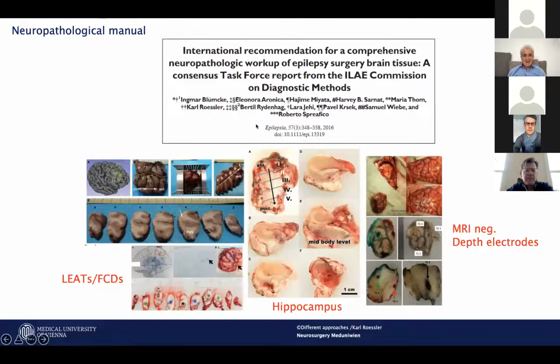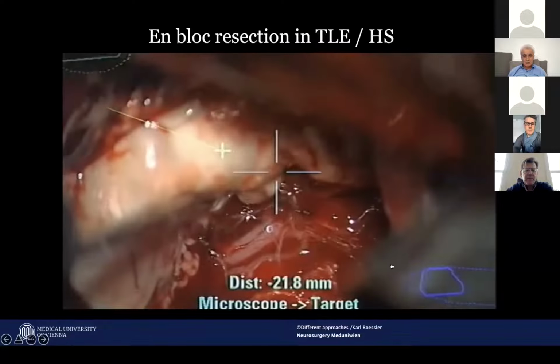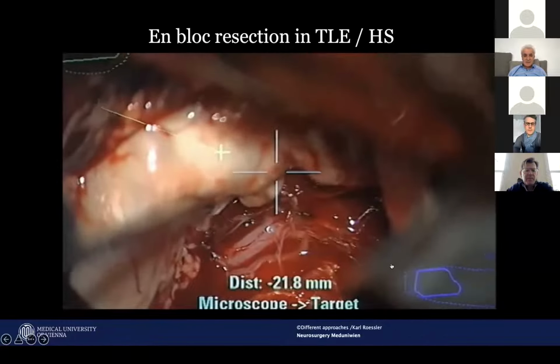And this is a paper also from Ingmar, and in this one it is nicely shown how this works. And I suppose he will show us this later, so that I only can give you these pictures from these en bloc specimens, even in MRI-negative cases, where you can resect the specimen and investigate, for example, the electrode tract. And this is my only video in the presentation.